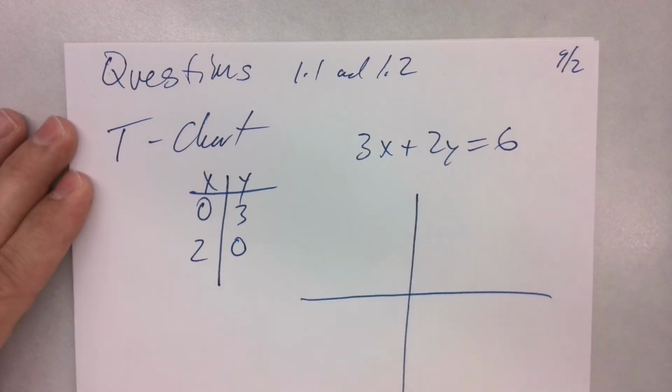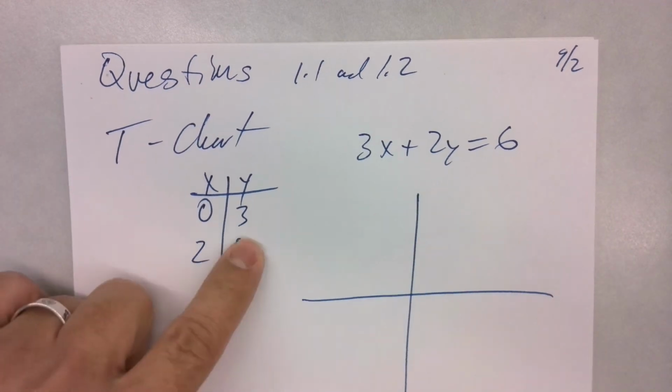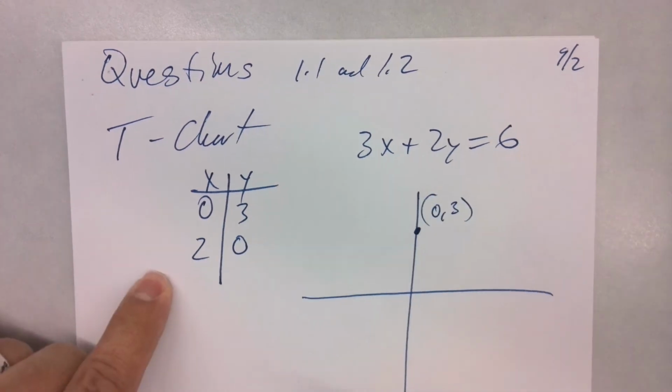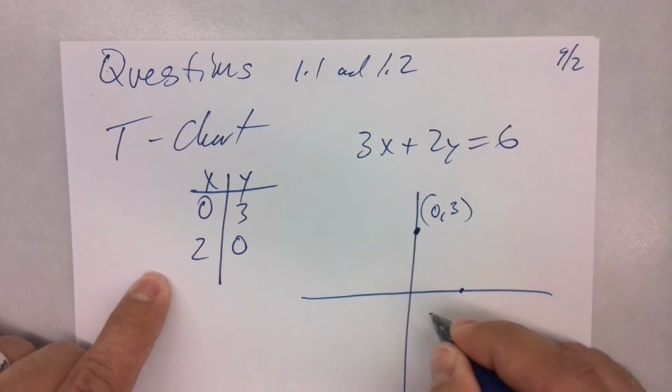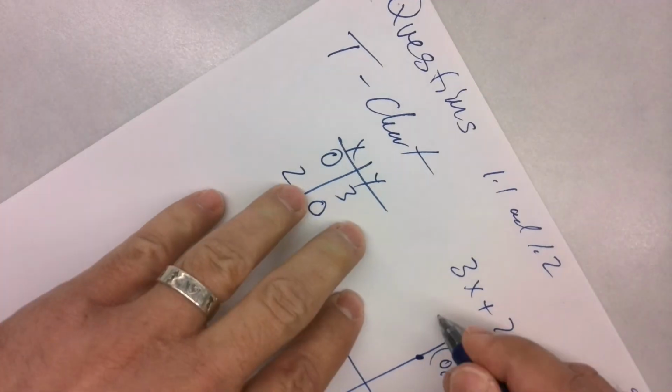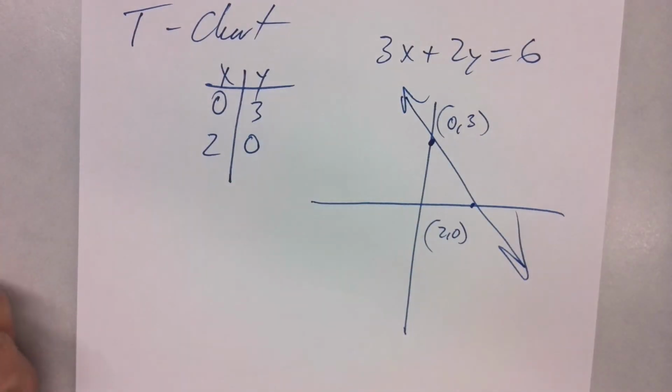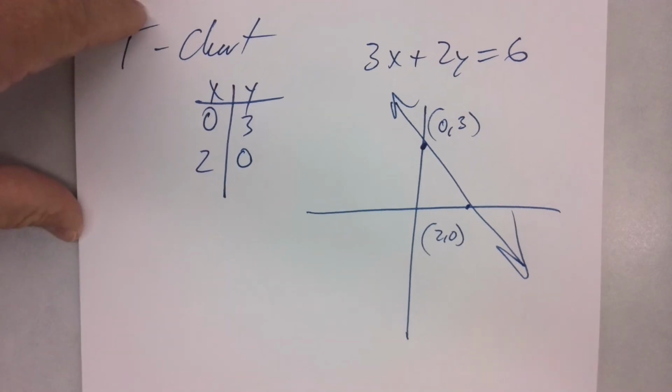Then I go to my graph, and I say, well, I've got 0, 3. Well, that is 0, 3. And then I've got 2, 0. That is 2, 0, and there's my line. That's T-chart in a nutshell, Harlan. Does that make sense? Yeah. All right. Okay. What was your question from this morning?